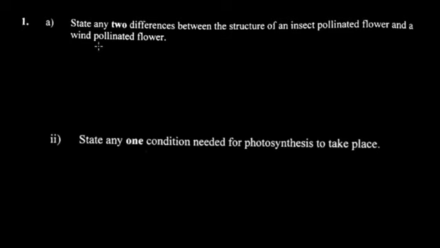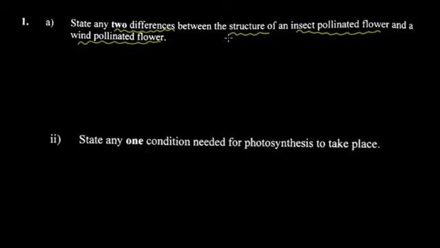So the first question says state any two differences. Okay, so state any two differences between the structure. Here I'm just underlining the buzzwords. The buzzwords means the key words that are included in the question. So first key phrase is two differences. Okay, so you're just supposed to state two differences. We might state more, but when you're writing, you're just supposed to highlight two differences only, unless you're not sure about one difference and then you have to add another one. That would be fine. So the structure of an insect pollinated flower and a wind pollinated flower.